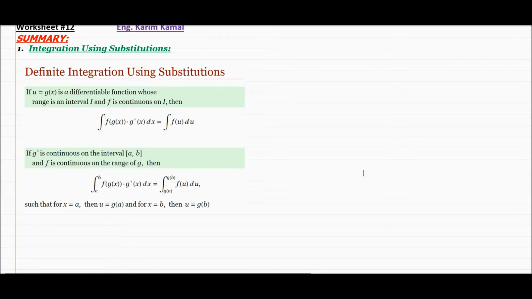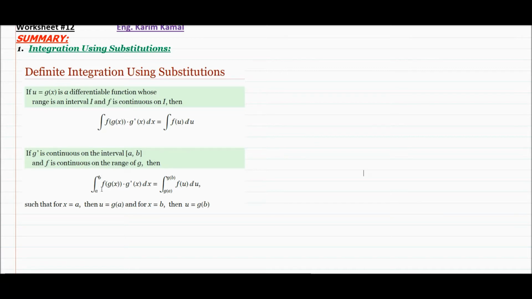First of all, the definite integration using a substitution. If u equals g of x is a differentiable function whose range is an interval I and f is continuous on I, then if you find that f of g of x exists beside it multiplied by g dash of x, which is the derivative of what is inside the f. So after making the substitution that u equals g of x, the integration will be integration of f of u multiplied by du. And the same case applies for the definite integral.